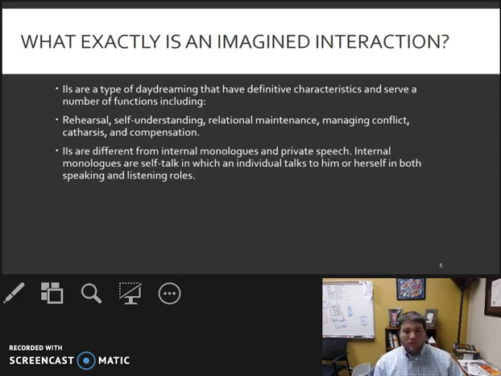So this is important. An imagined interaction is different from an internal monologue, and it's different from private speech. Internal monologues are self-talk in which an individual talks to themselves. Okay, so you can have an internal monologue where you're just talking to yourself. You know what? Well, I wonder if I should clean my desk first, or I wonder if I should check my email first, or I wonder if I should run to the bathroom or whatever it is. That's just an internal monologue. Okay. That is what that is.